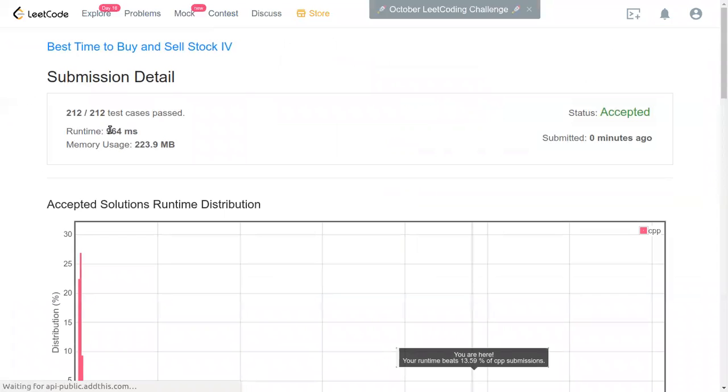Here we took 964 milliseconds and 223 MB, right? I think both of them are on the higher side. Let's try the other method.